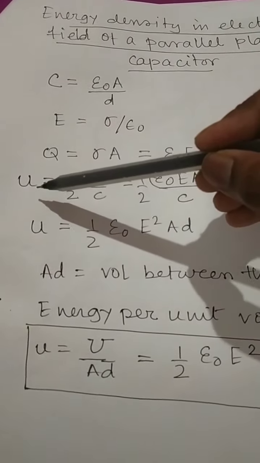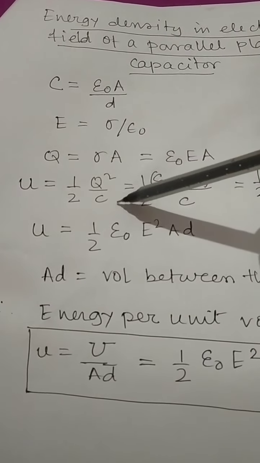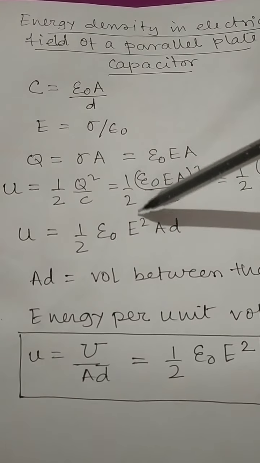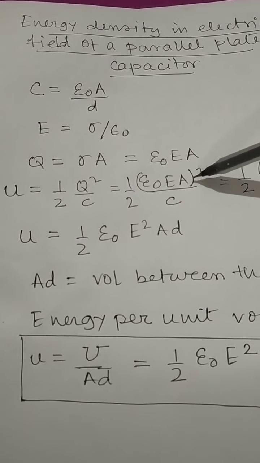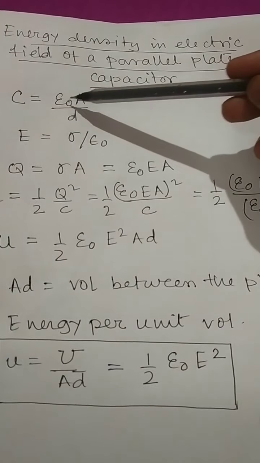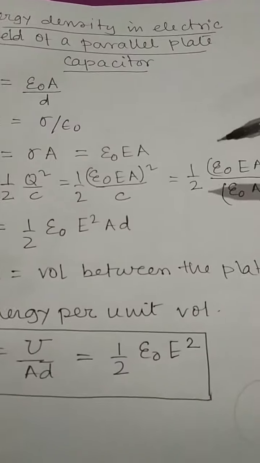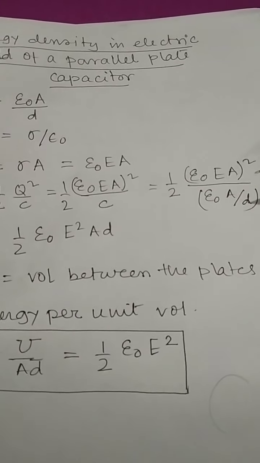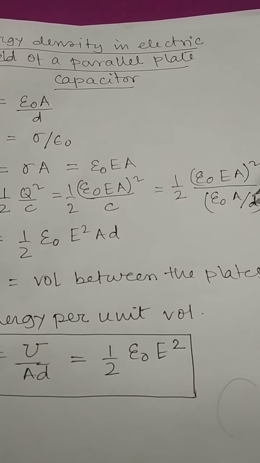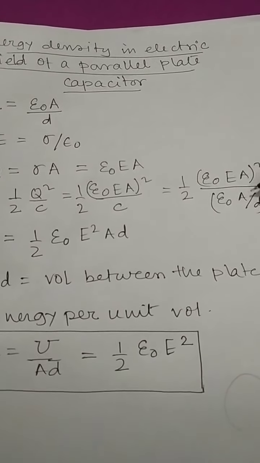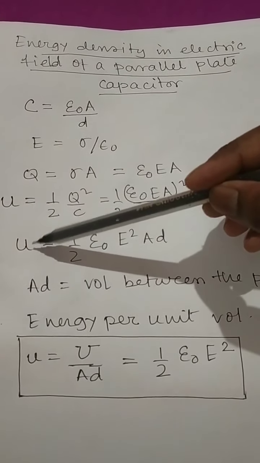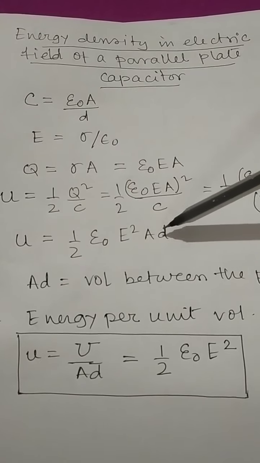Also we have derived just now that U is equal to half Q^2/C. Here we substitute the value of Q from this equation, so it will be half (epsilon naught A E) whole squared by C. Also, C is equal to epsilon naught A by d, so we substitute the value of C. Finally we get half (epsilon naught E A) whole squared by (epsilon naught A by d). After simplifying, we get the energy as half epsilon naught E^2 A d.